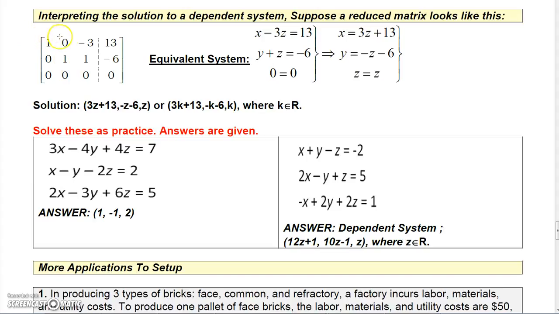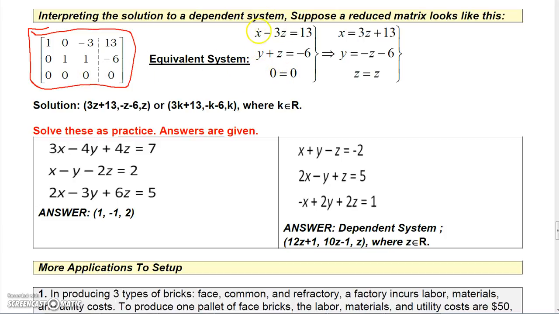Before I get into the applications here, let me just show you what would happen if you ended up with an augmented matrix of this form as your reduced matrix. Now here, this is as far as you can go with this, because you don't have a 1 here to do any elimination for these two elements here. So basically this says, if you take it back out into equation form, it says x minus 3z equals 13, y plus z equals -6, and then the third row says 0 equals 0.